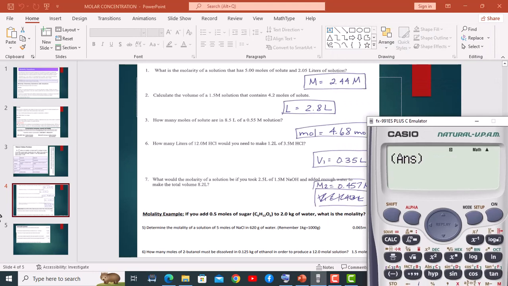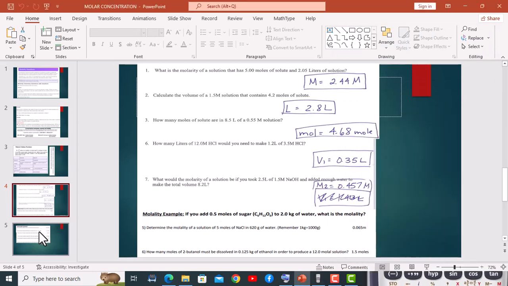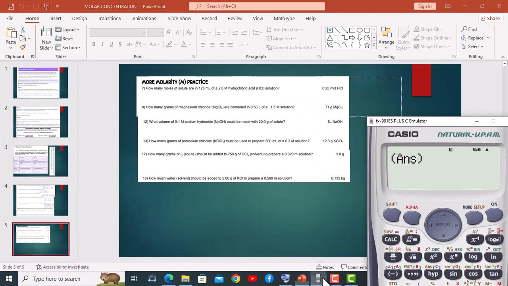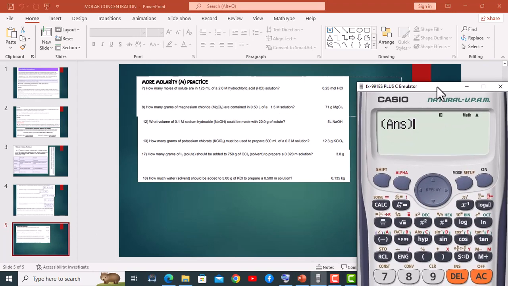Sorry, are we on that one? Sorry, we are here. So we are having here the number of moles. Now we are looking for volume. Very important here. So we have the number of moles, what volume of 0.1 could be made from 20 grams of the solute. Okay, let's wait a little bit here. This 20 grams of the solute is the what volume of this sodium hydroxide could be made.